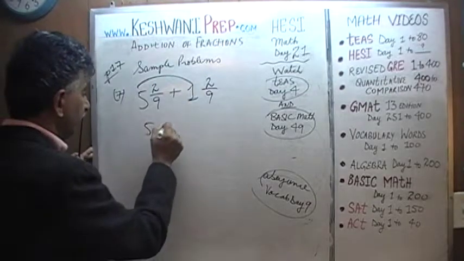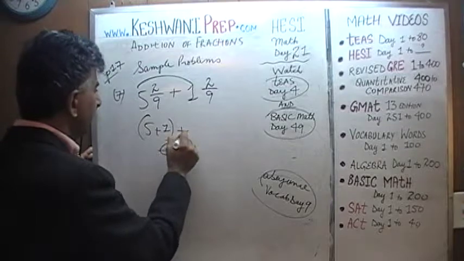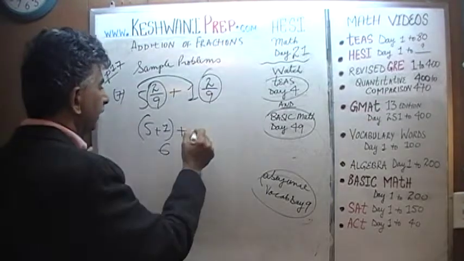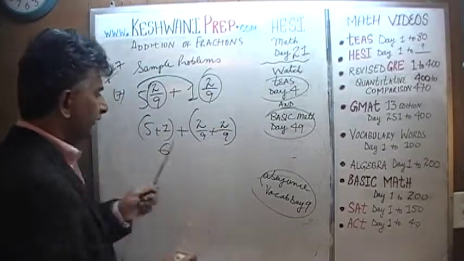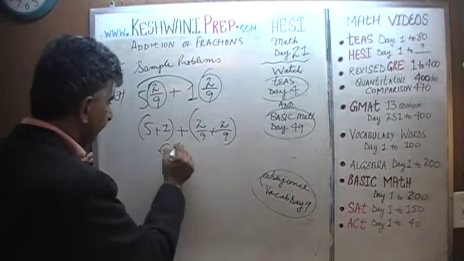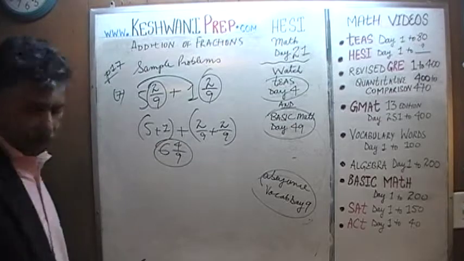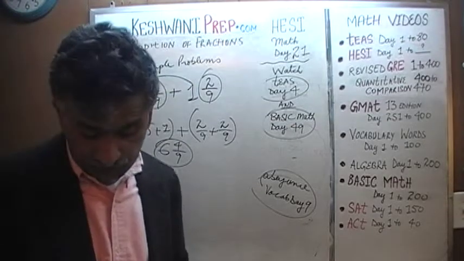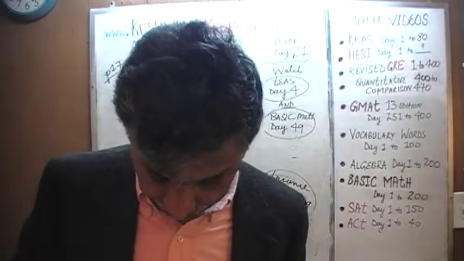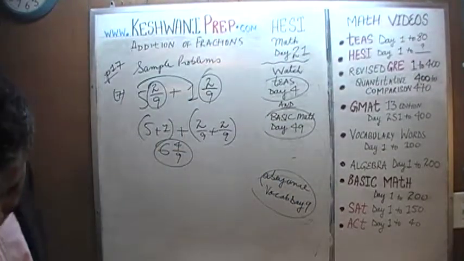5 plus 1 is simply 6, plus 2/9 and 2/9. They have the same denominator, so that's just 4/9. That's your answer. And 4 over 9 cannot be reduced, so it just stays like that. It's 6 and 4/9 is the answer. Let's do number 8.